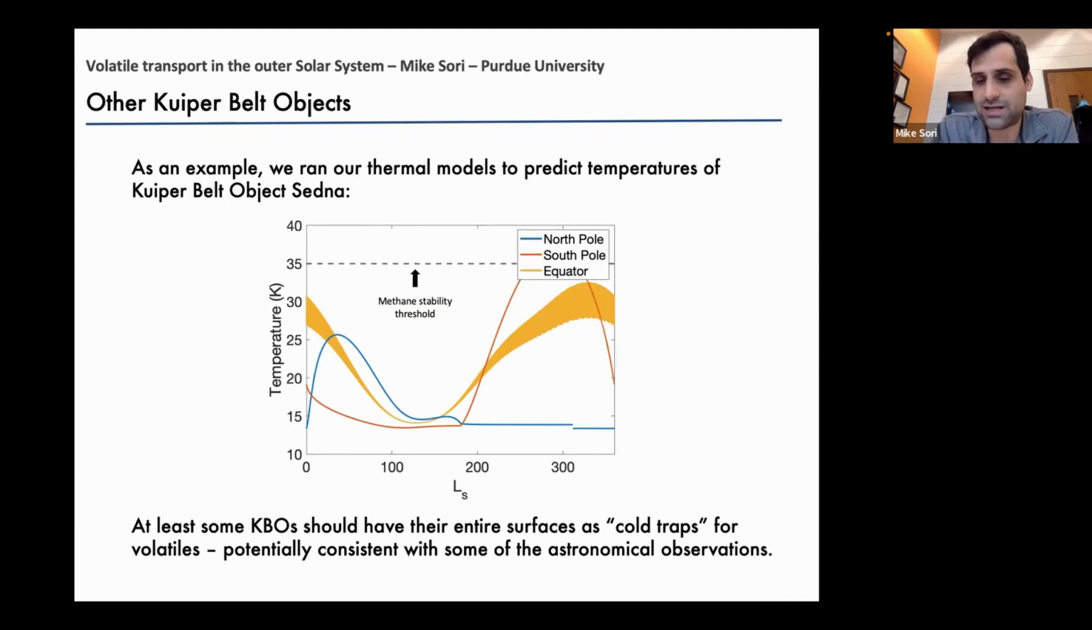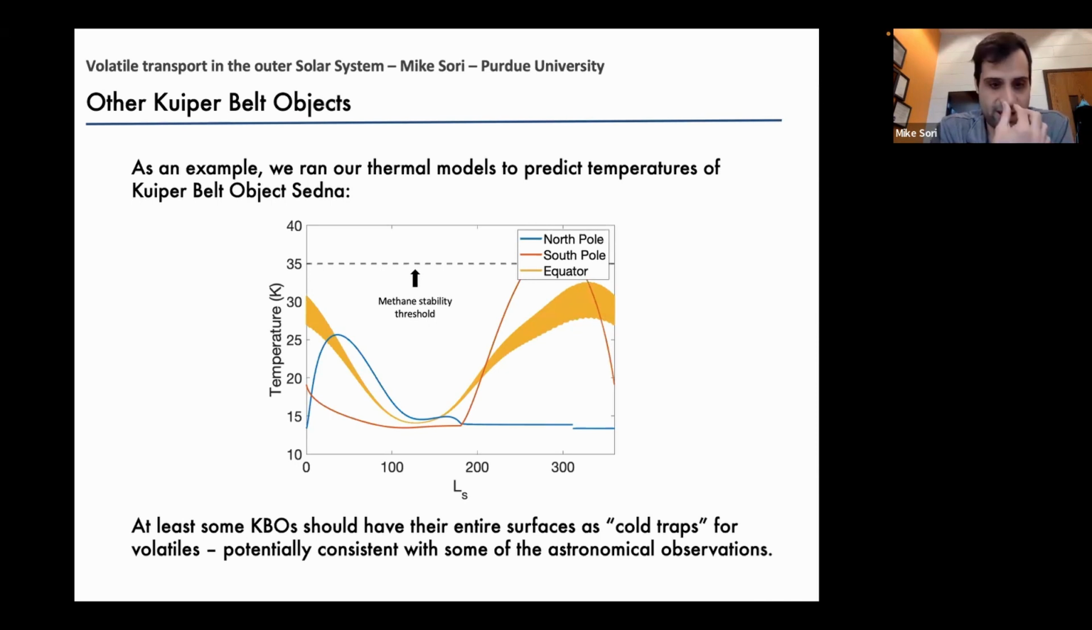So we picked one Kuiper Belt object, Sedna. We picked this one as an extreme end member. Sedna is really, really far away from the sun. Some people don't even call it a KBO. They have other categories for it, like detached objects. But it's an icy object that's very, very far away from the sun, so far away that basically the entire surface throughout the year is a cold trap for methane.